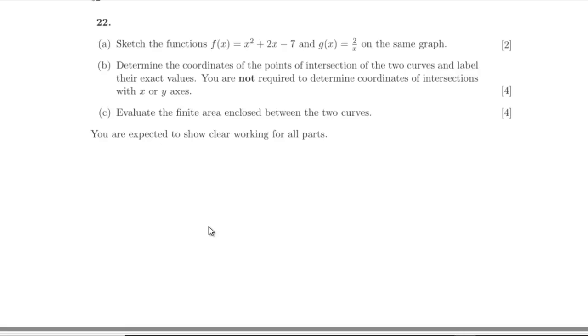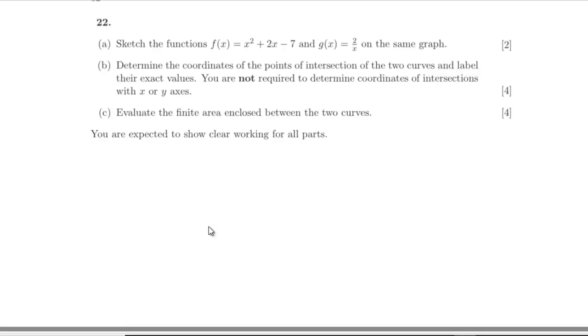Okay, we're on the home stretch here in the 2021 PAT. So we got up to question 22, which means we've got 3 left. We've got to start here by sketching the functions. Well, those two things here. We've got a quadratic and 2 over x. We've got to sketch them on the same graph.